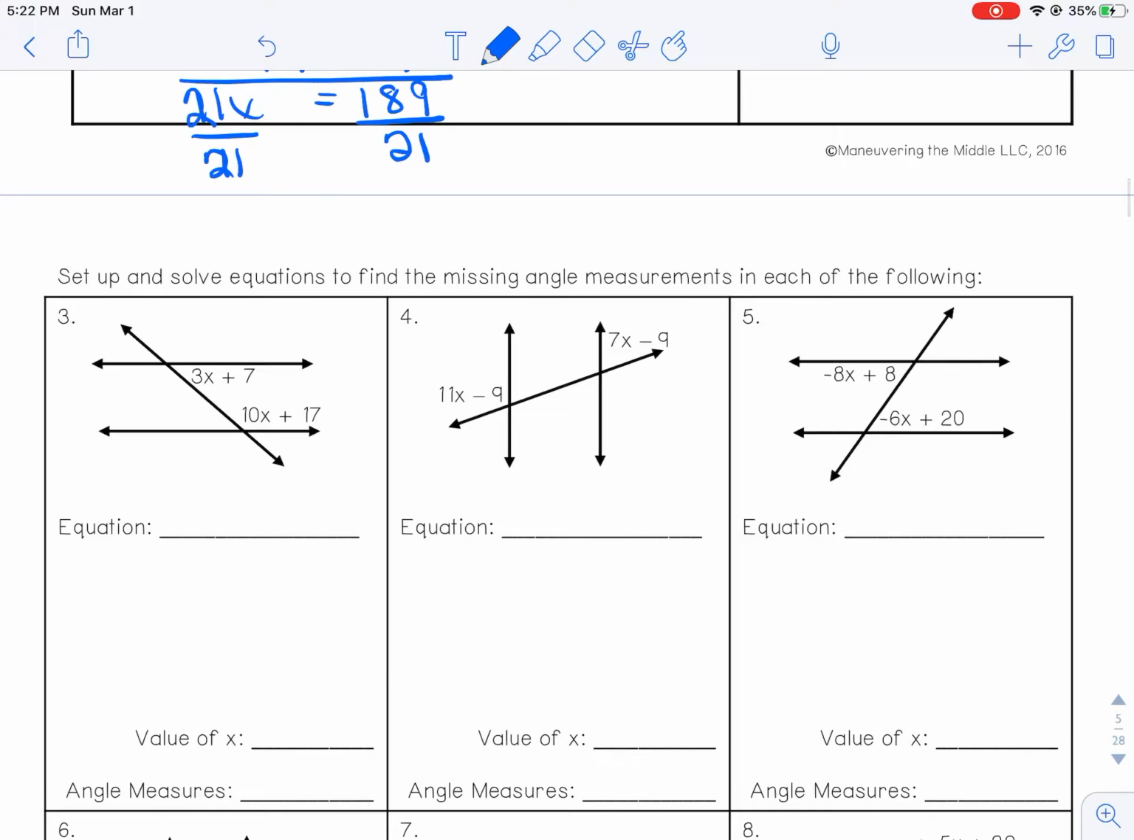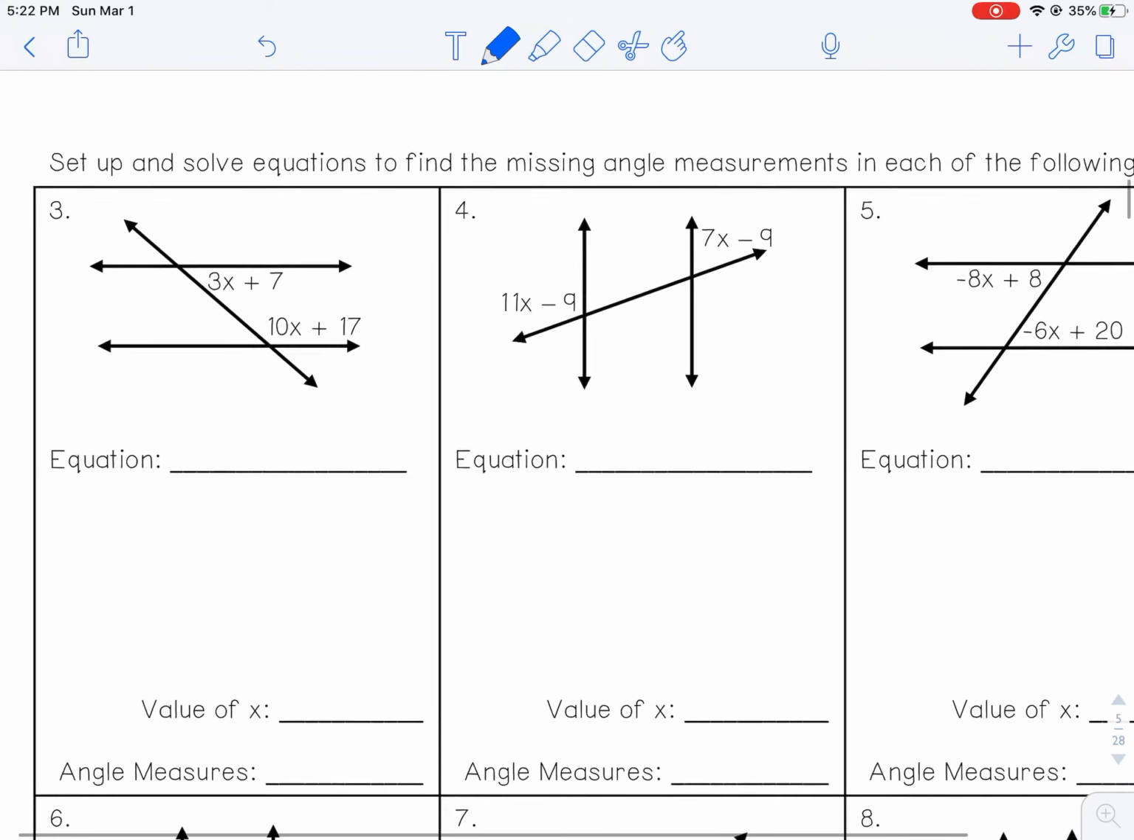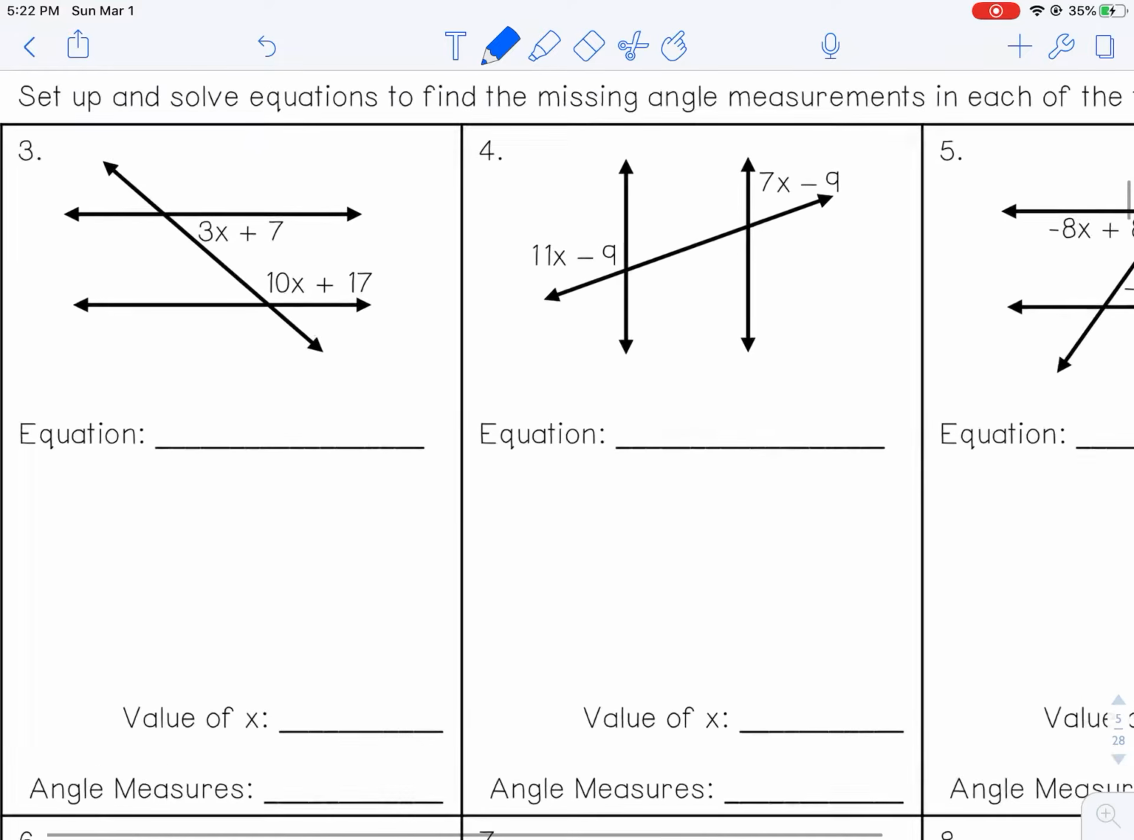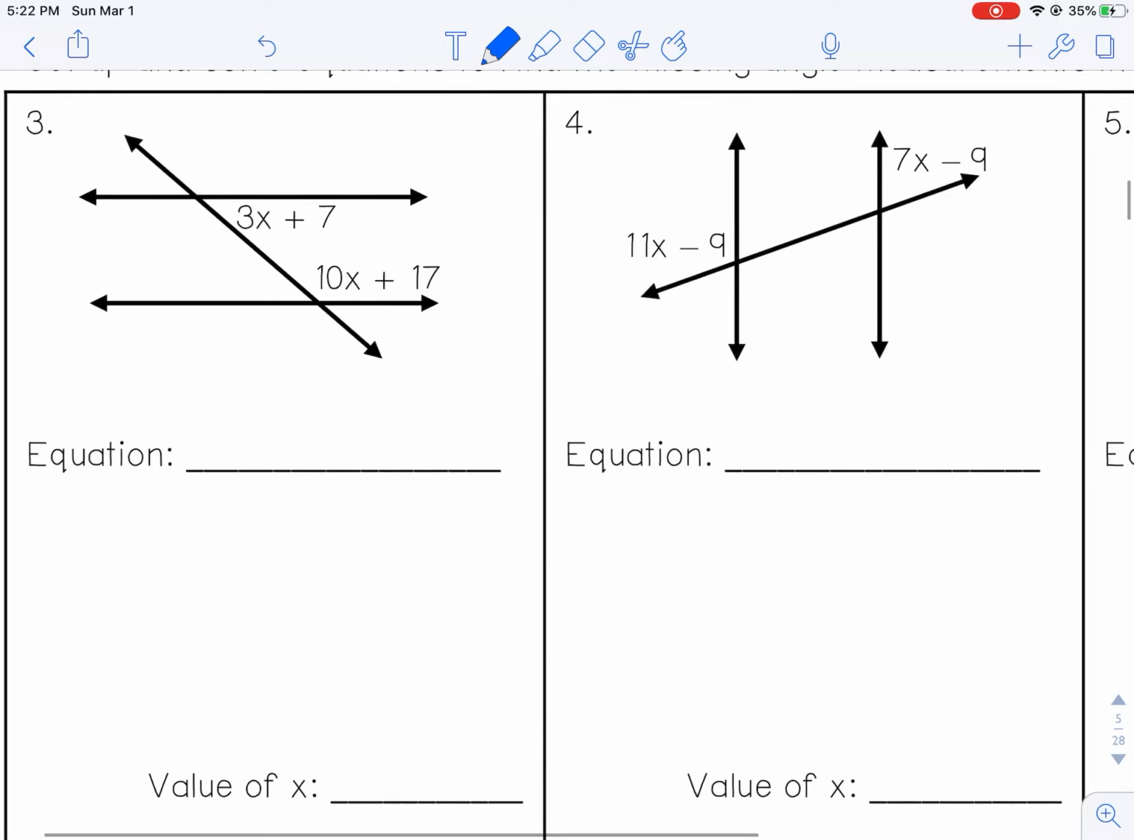We have another pair that is on the inside of the parallel lines, but they are on the same side of the transversal. So we do not have alternate interior angles going on, but we do know that this angle is congruent to this angle because they are alternate interior angles. So 3x plus 7 and 10x plus 17 does equal 180 degrees.